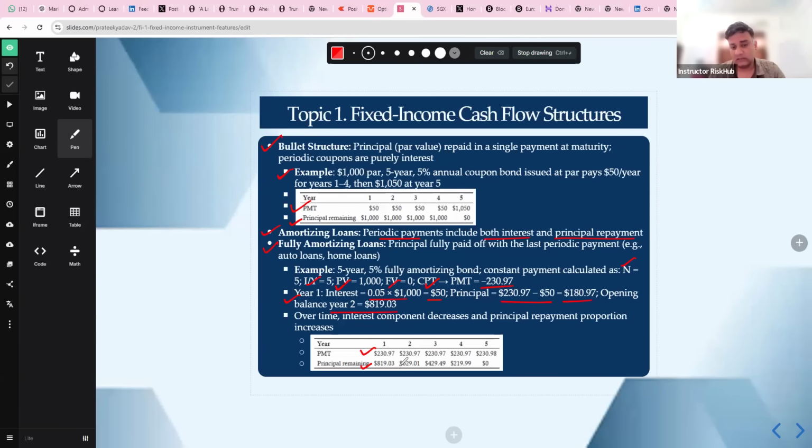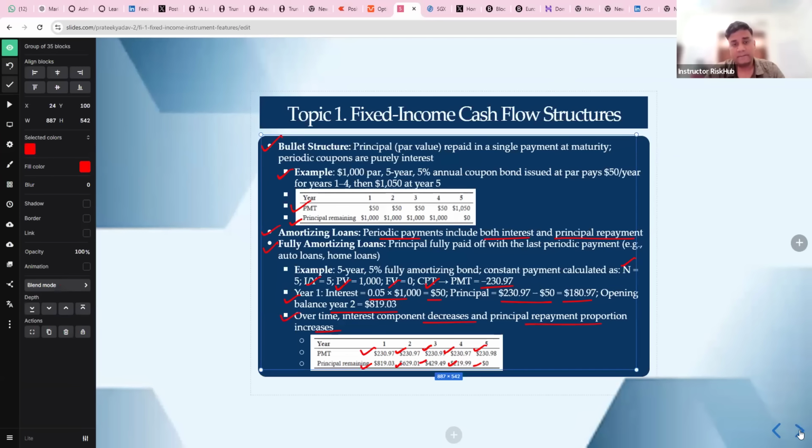Again, you see here, payment is the same, principal remaining is decreasing every subsequent period as we go ahead, right? The key point here is that over time, the interest component decreases and the principal repayment proportion increases. By your final payment, the interest component becomes close to 0 and the payment is almost all principal. Okay. And this is your fully amortizing loans.